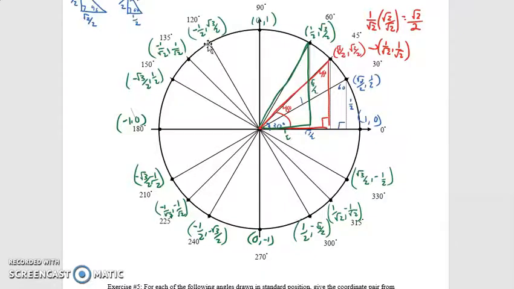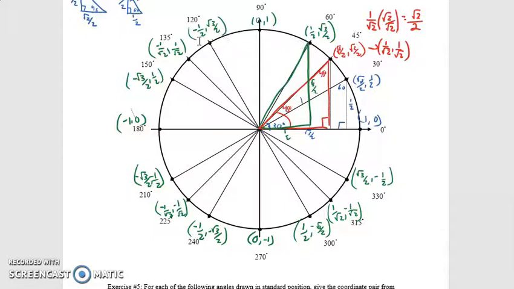One other thing that you can look at is just notice here 60 and 120 also have the same reference angle, which we'll talk about. But notice the same reference angle, 60 degrees from the x-axis, 60 degrees from the x-axis here.